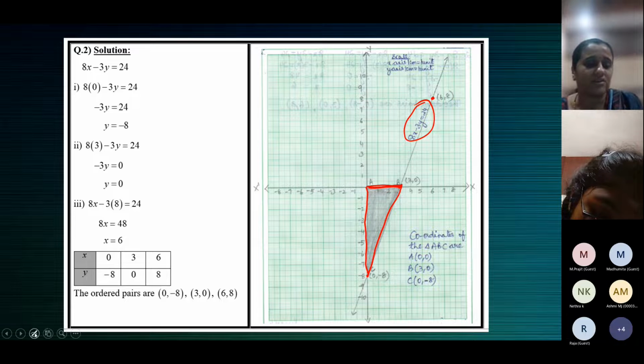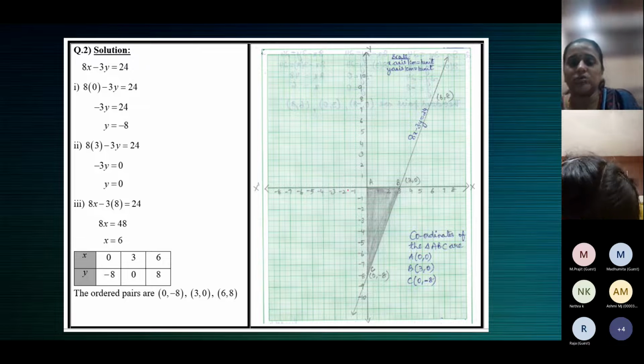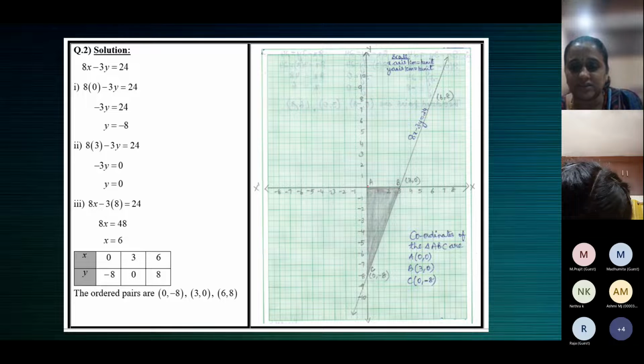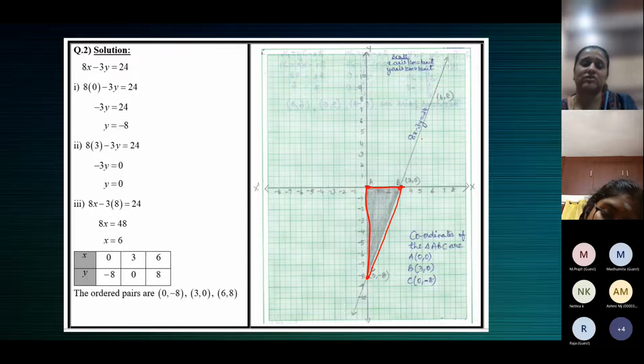So we have shaded the right triangle. The triangle is bounded by these 3 lines. So you can see here, this side of the triangle is a part of the x-axis. This side of the triangle is a part of the y-axis. And this side of the triangle is a part of the graph line, or the line given by the equation 8x - 3y = 24.